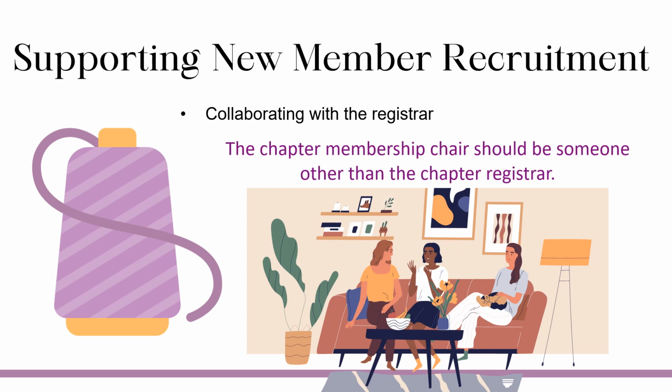The membership chair should be someone different from the registrar. The two roles weave together as warp and weft threads. The primary tasks of each are different. A chapter registrar's primary responsibility is to work with a prospective member on her application, doing lineage research and preparing the application and documentation, where the membership committee works alongside her to introduce the prospective member to the many aspects of DAR and the chapter.